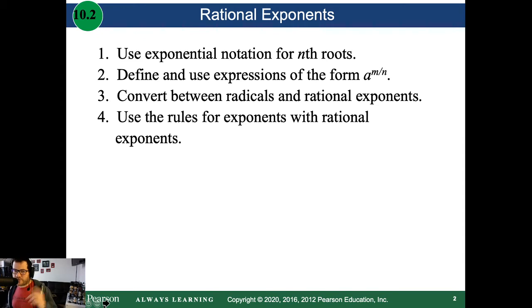Exponent. So 10.1 is all about exponentials. We're going to dive more into exponentials. Something we're going to talk about is the nth root, which I'll explain in a second. We're also going to talk about the difference between exponents and radicals and how those go together. We're going to convert between radicals and rationals. I'll show that in a second, and then use rules and all that fun stuff.